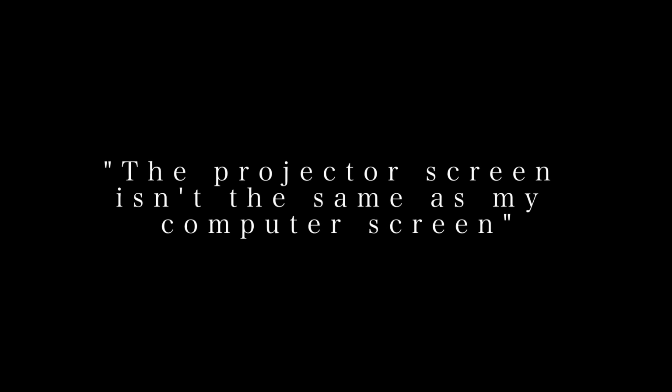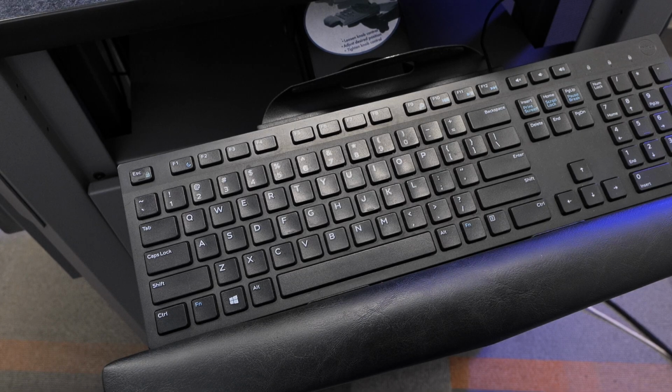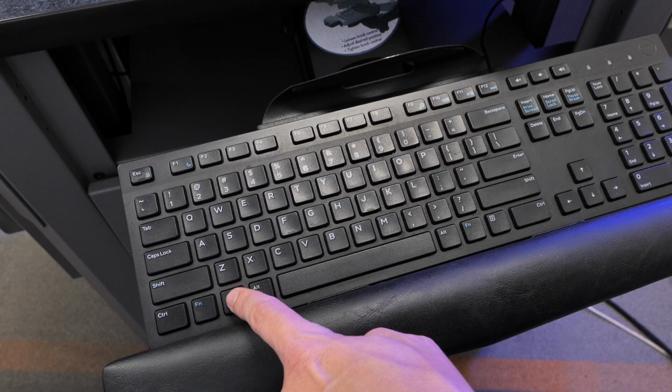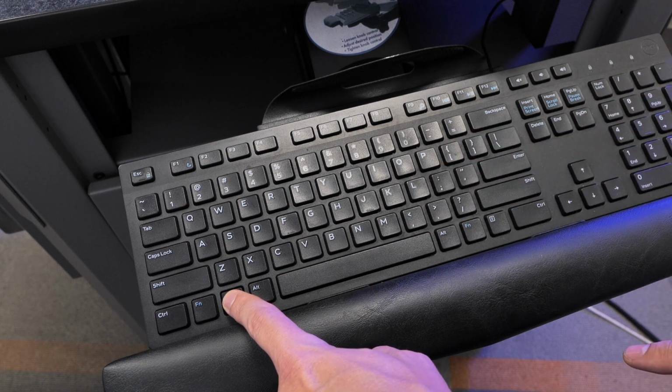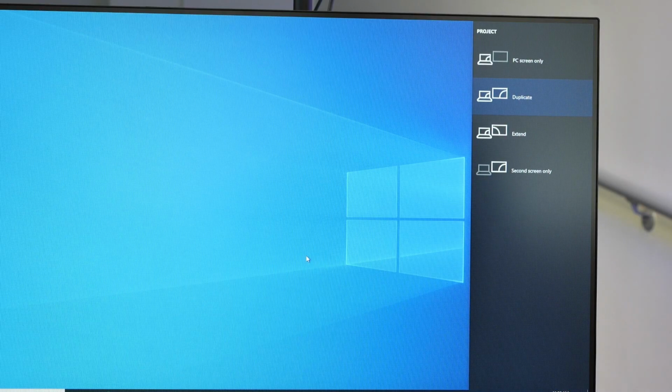The projector screen isn't the same as my computer screen. This is a Windows setting. You will need to press and hold the Windows key on your keyboard. While holding the Windows key, press the P key. This will bring up a dialog box on the right-hand side of the main computer screen. Select the option that best suits your instructing style.